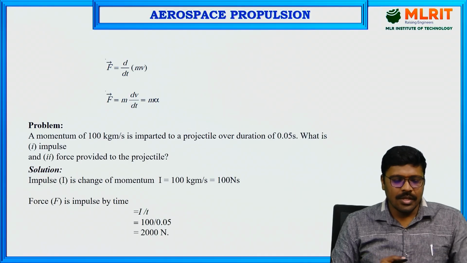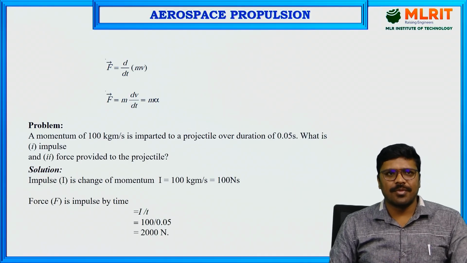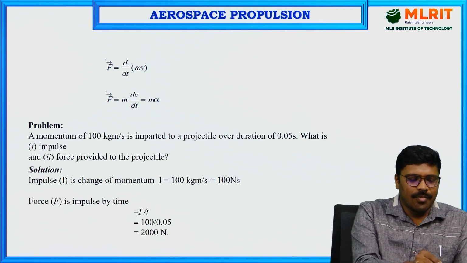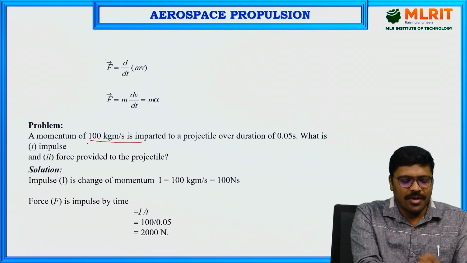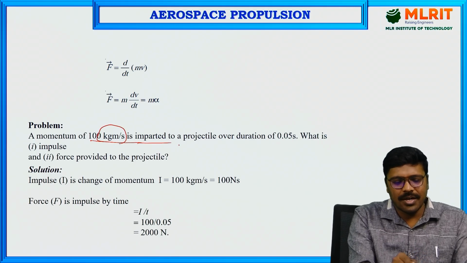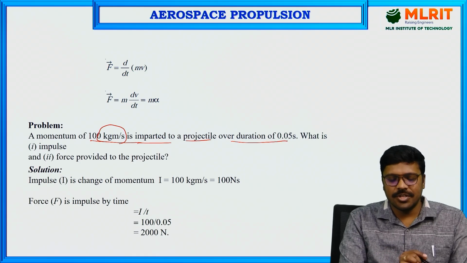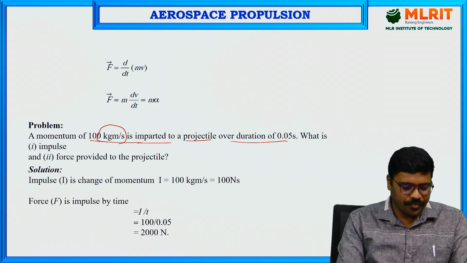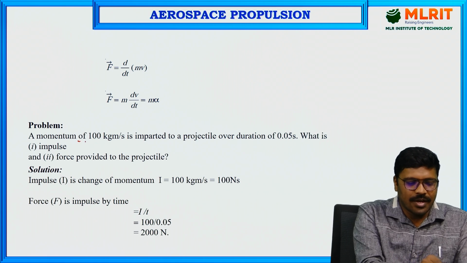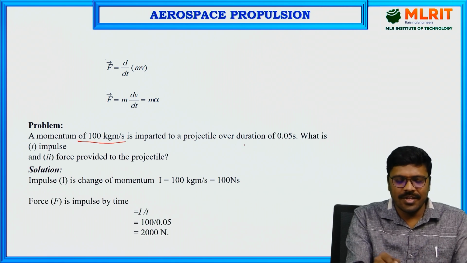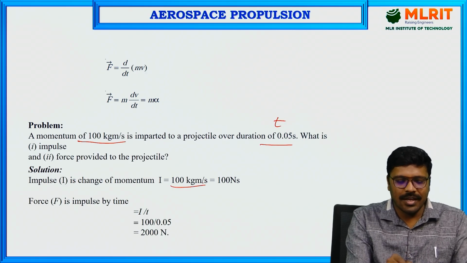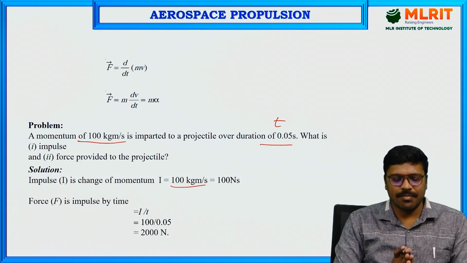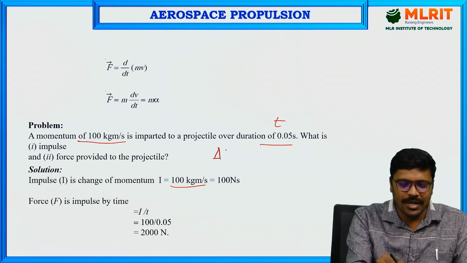Okay, so let's discuss one small problem here. A momentum of 100 kg meter per second is imparted on a projectile over a duration of 0.05 second. Then what is the impulse? Very simple. Momentum is already given, 100 kg meter per second, and the duration, that is time t, is given, and he is asking for the impulse. So impulse is equal to 100 kg meter per second, which is the change in momentum. What is impulse? Just a change in momentum, delta mv.